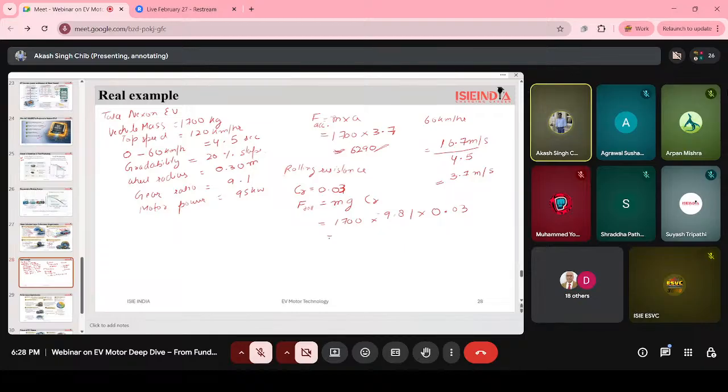Can anyone calculate it? Please tell me, how much rolling resistance are we getting? 10.2. Can you repeat? 10.2. Is it correct, everyone? Anyone have calculated? Is it correct? 10.2?